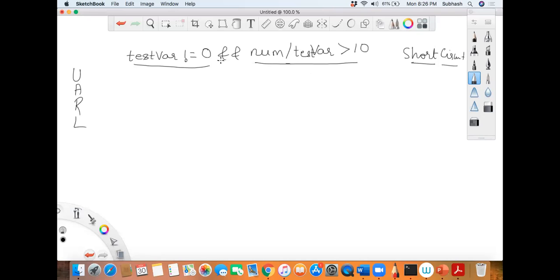So I told you in the short circuit operator, for and to work on the right hand side, if the JVM has to evaluate the right hand side of and, then the left hand side should be true. Yes or no, guys? People who don't understand, listen to me. You remember I told you about short circuit. How does and work, guys?